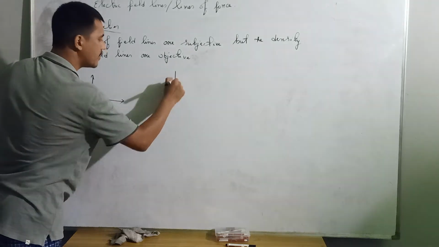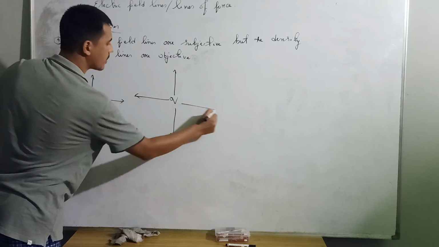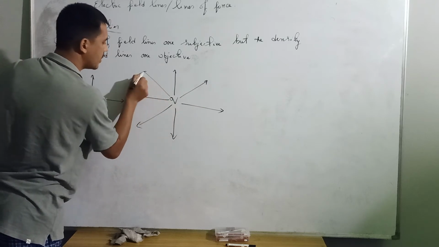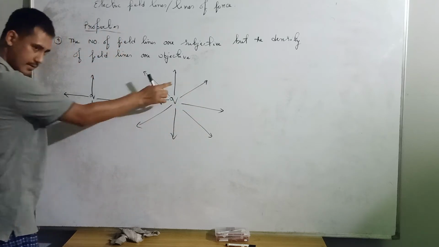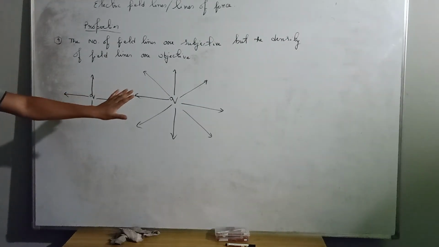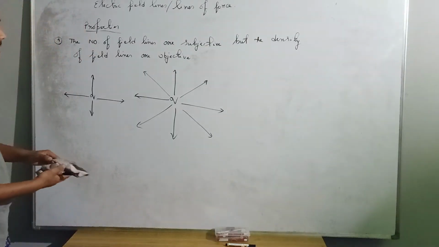And this charge gives you 8 field lines. Okay? This charge gives you 8 field lines. It doesn't mean that this is correct and this is incorrect. No, it's not like that. Both are correct. Is it okay? So the number of field lines is subjective.